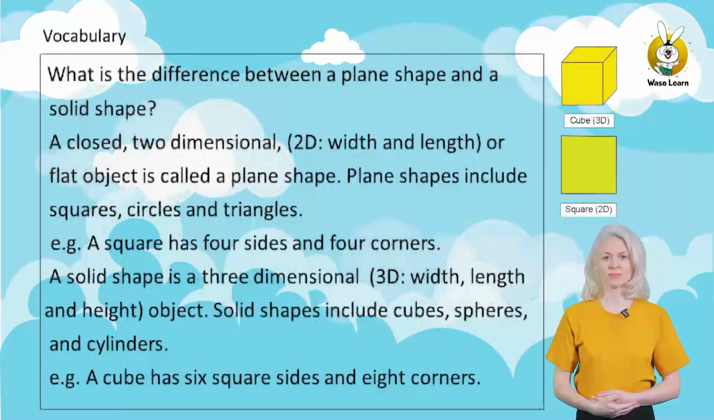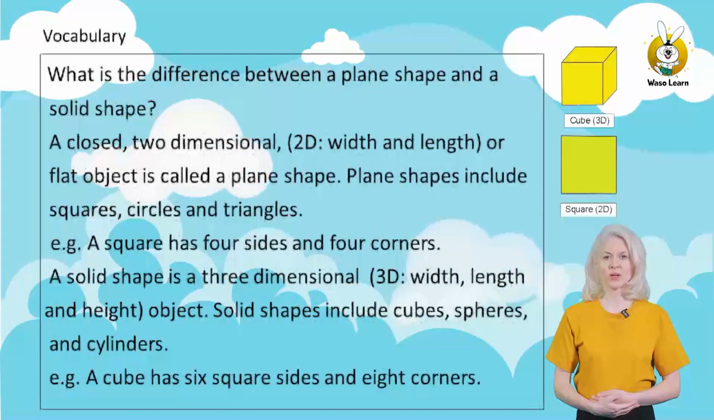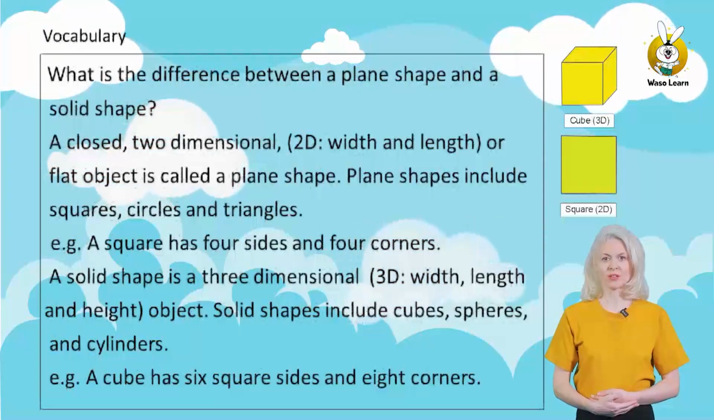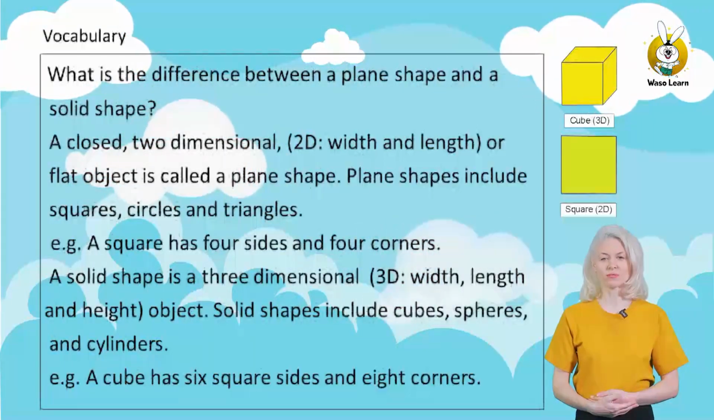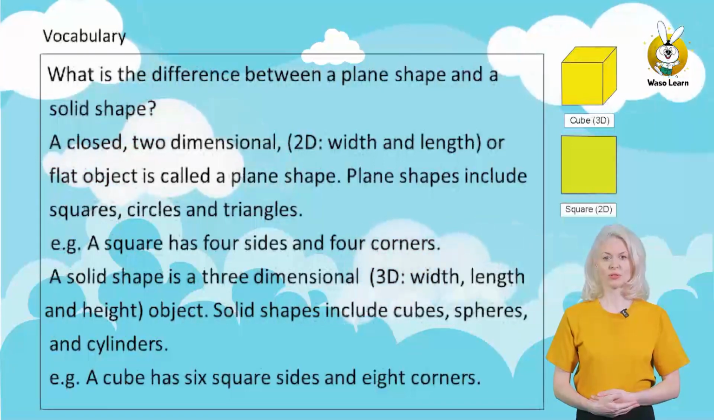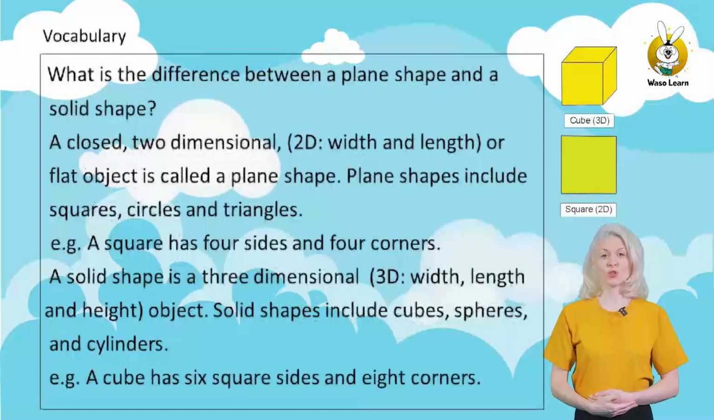A solid shape is a 3-dimensional (3D) width, length, and height object. Solid shapes include cubes, spheres, and cylinders. For example, a cube has 6 square sides and 8 corners.